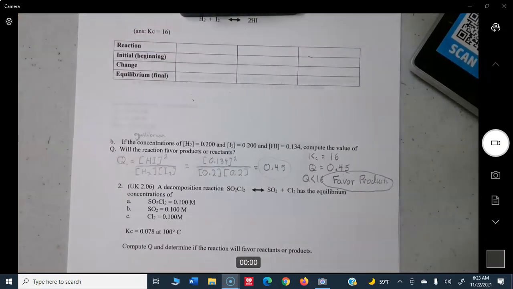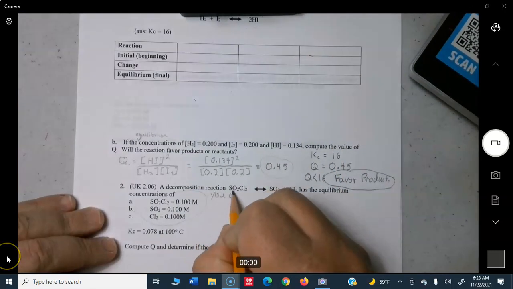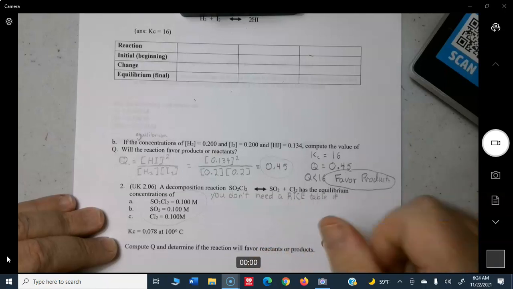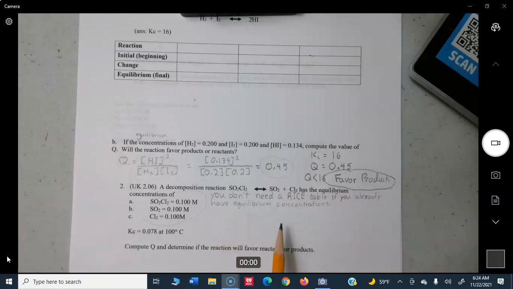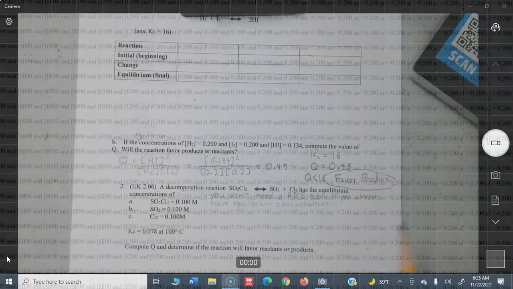All right, number 2. Okay, so decomposition reactions, these are equilibrium concentrations, so you already know the equilibriums. You don't need an ice table if you already have equilibrium concentrations. All right, so there's your equilibrium concentrations, there's the Kc value. It says compute Q and determine whether it favors products or reactants, so you do it exactly the way we did 1B, and I'll leave that for you to do.